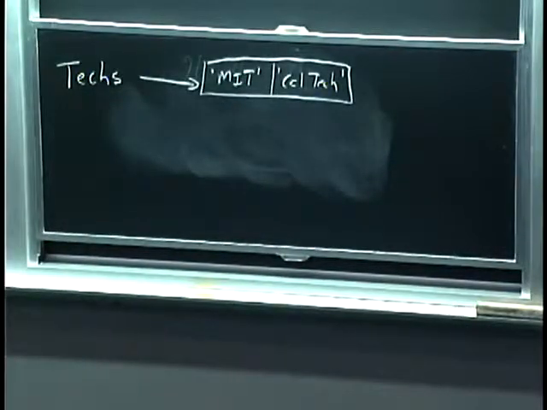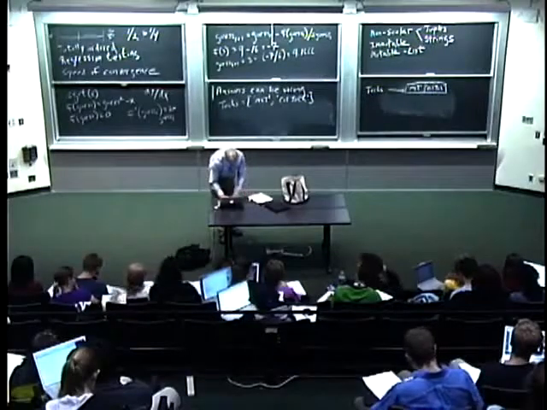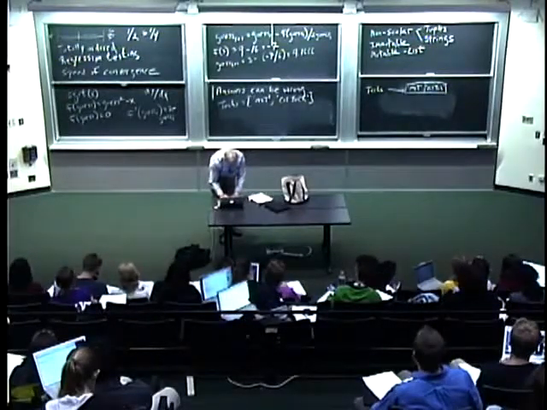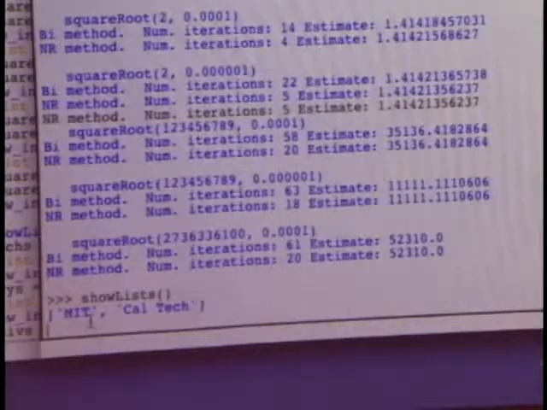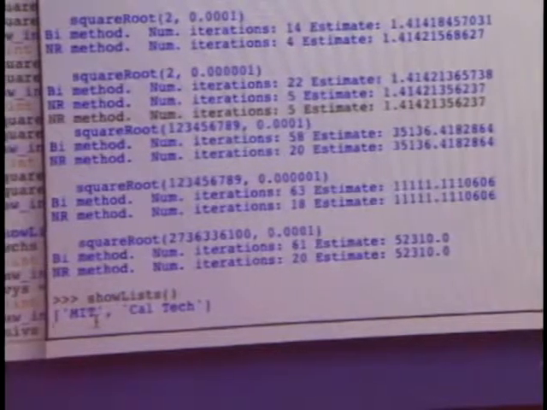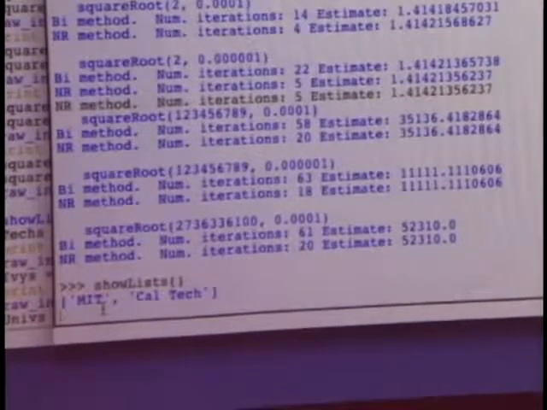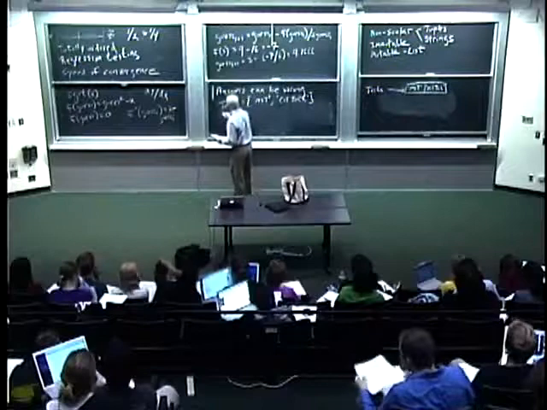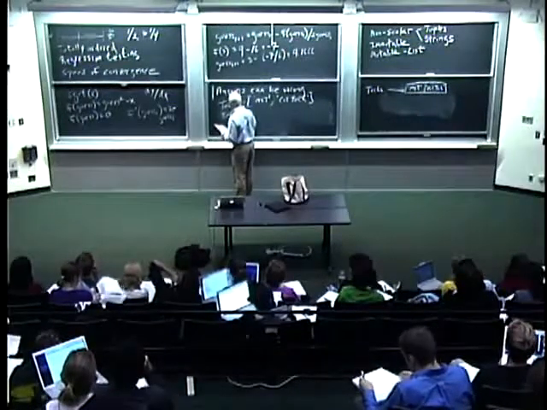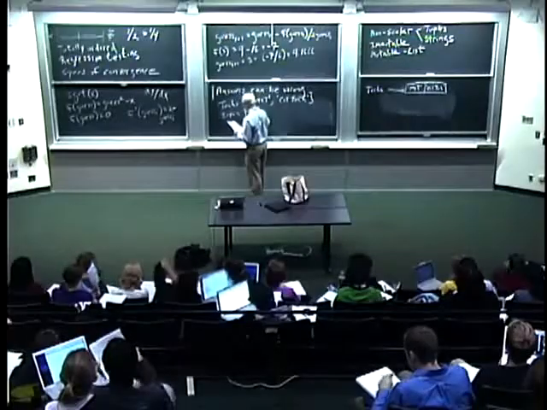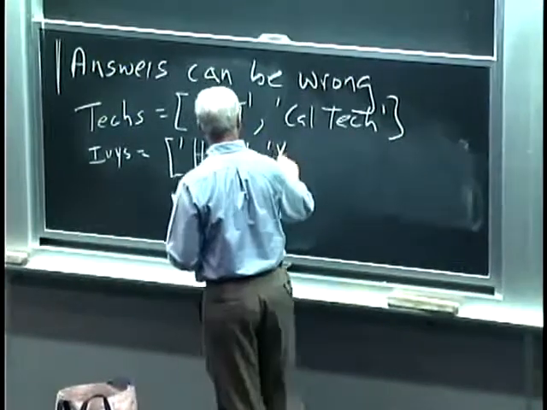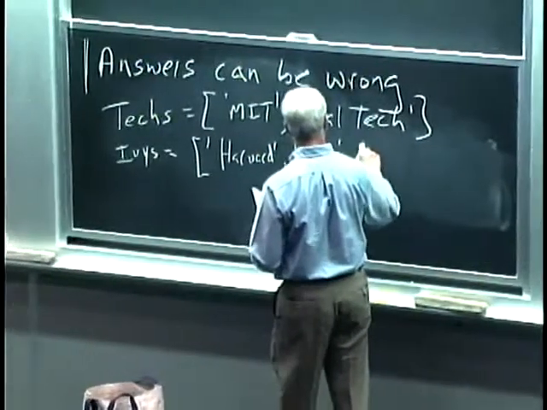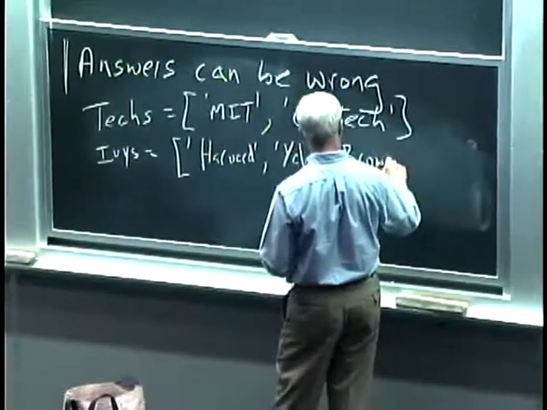So let's look at it. And we'll now run another little test program. Show lists. And I printed it, and it prints the list MIT, Caltech. Now, suppose I introduce a new variable. We'll call it Ivies. And we say that is equal to the list Harvard, Yale, Brown, three of the Ivy League colleges.